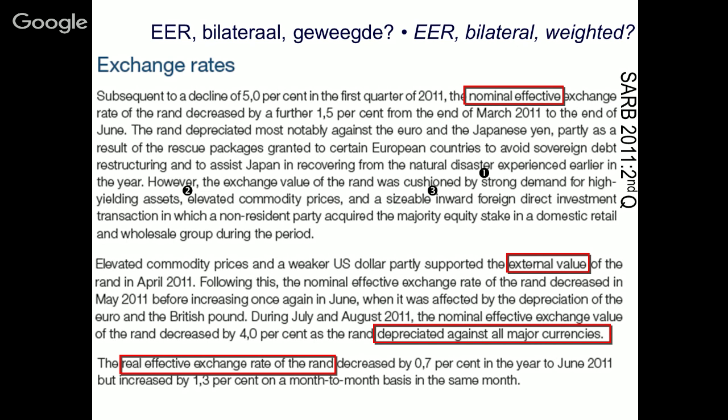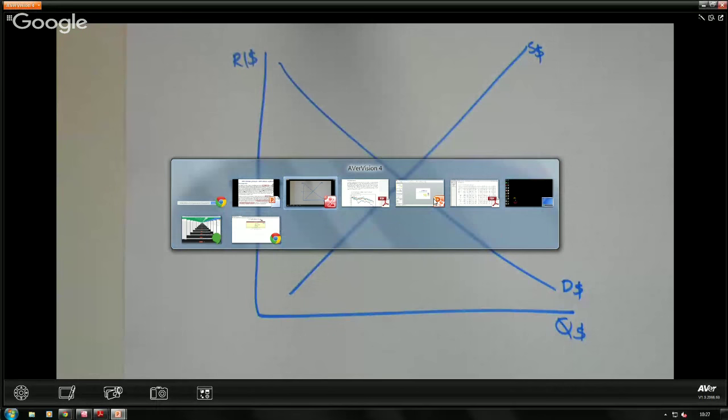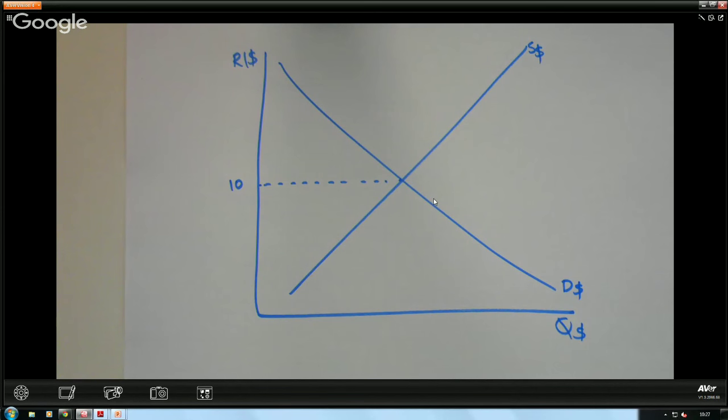Now I want to know only one thing. I want to know number 3. The inward foreign direct investment transaction in which a non-resident party acquired the majority equity stake in a domestic retail and wholesale group during the period. I just want to know what is the impact of that transaction on that graph. So nothing about the depreciation or anything before that. That was a positive factor. So we need to say, okay, what was the impact of only that transaction?